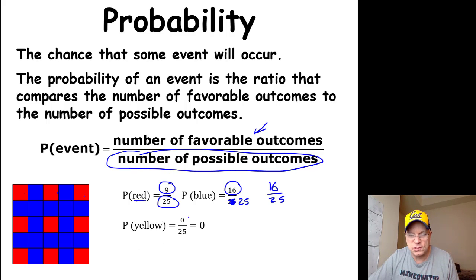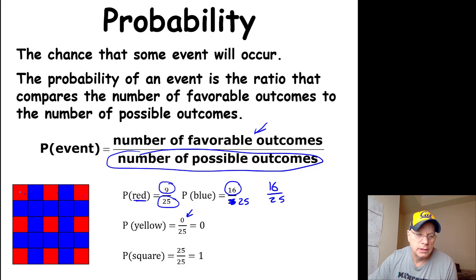Probability of yellow was 0 favorable outcomes compared to 25 possible outcomes. The probability that it will land on a square tile, the probability that it will land on a tile that's a square, well, every single tile is a square. So 25 favorable outcomes out of 25 possible outcomes, it's certain to land on a square tile.